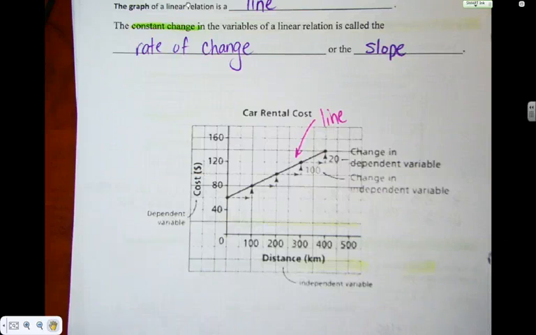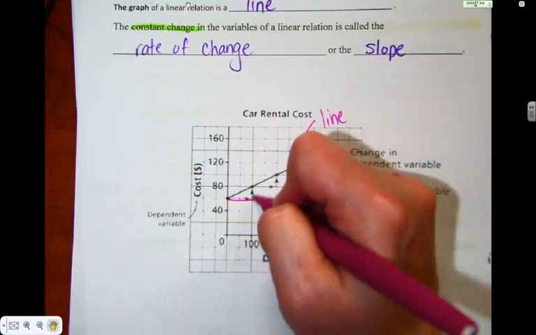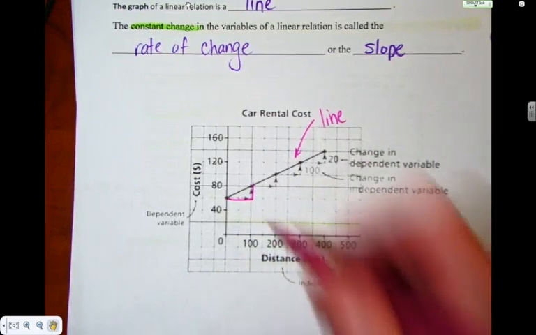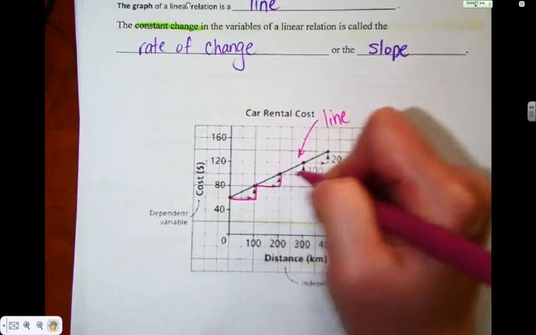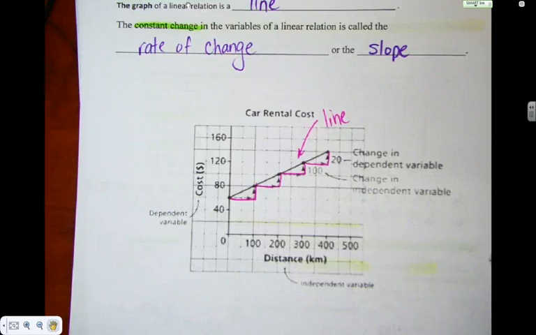And why is it a line? Well, because the rate of change is coming from the amount we're going side to side versus the amount we're going up and down. So what we can do is form little tiny triangles. And if I keep doing that between point to point, what do you notice about the size of the triangles? They're the same. That's why it's called constant change. Change because the line is going up, constant because those little triangles are doing the exact same thing.